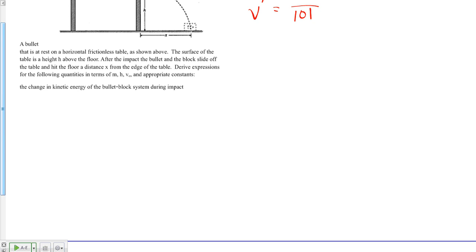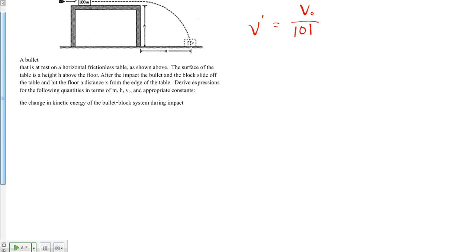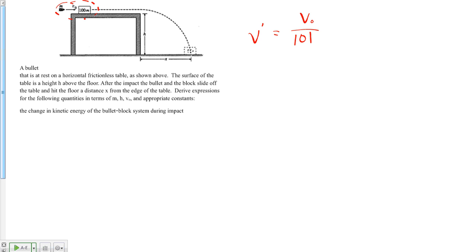So we need to find out what the change in energy of the bullet block system was. The bullet block system takes into account both the bullet and the block. Prior to the collision, the only thing that had kinetic energy was the bullet, because it was the only thing that was moving. Its kinetic energy is 1/2 m v naught squared. Straightforward. After the collision, now both objects are moving. 1/2 times the mass. Mass is now 101m times its new velocity, v naught over 101 quantity squared.